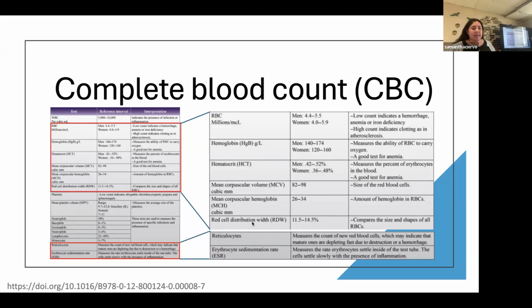The reticulocytes are new red blood cells. You know, these cells don't just magically appear. They have to grow from something else, right? So the reticulocytes are the new blood cells, and this can indicate that there's some sort of maturation occurring. So say you lost a lot of red blood cells and you need to make more. You might see an increased reticulocyte count, okay?